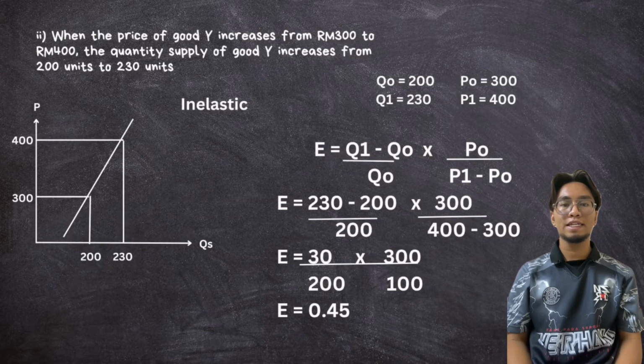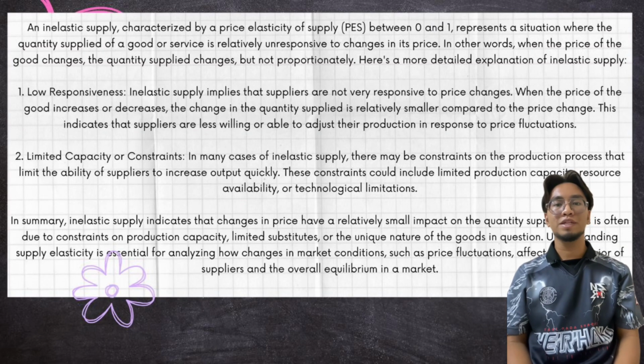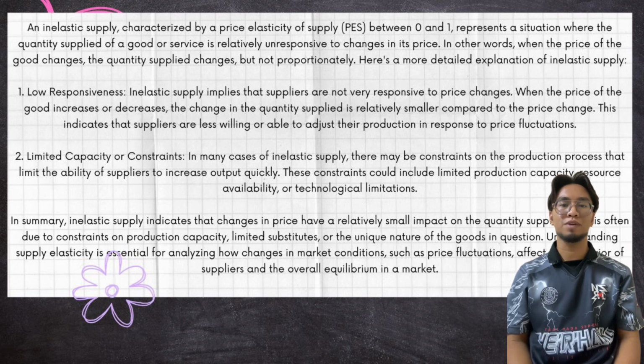Question 2, an inelastic supply, characterized by a price elasticity of supply between 0 and 1, represents a situation where the quantity supplied of a good or service is relatively unresponsive to change in its price. In other words, when the price of good changes, the quantity supplied changes, but not proportionately. Here's a more detailed explanation of an inelastic supply.